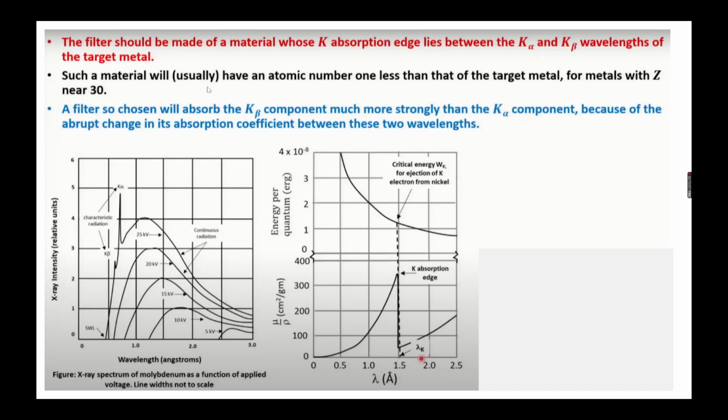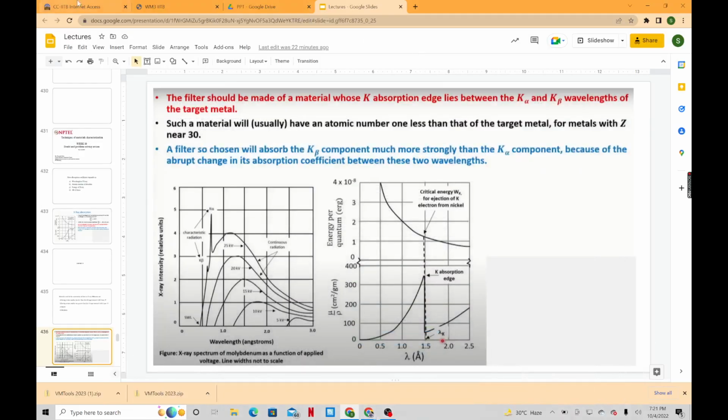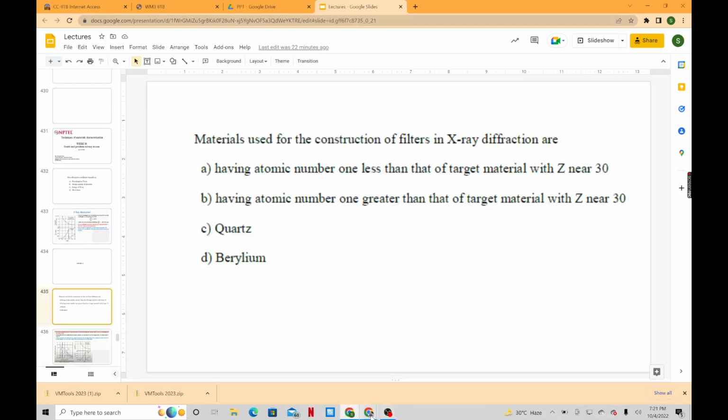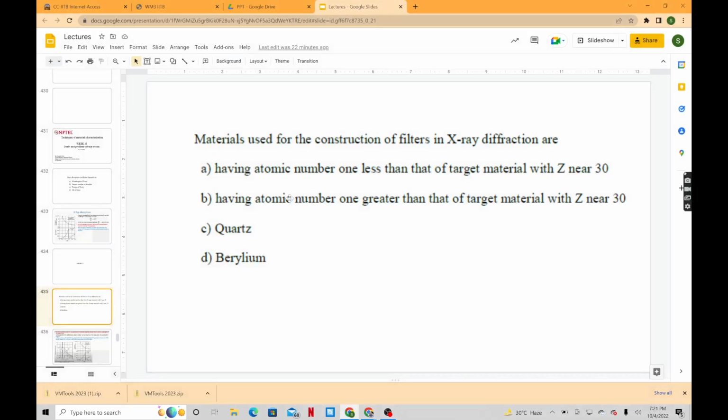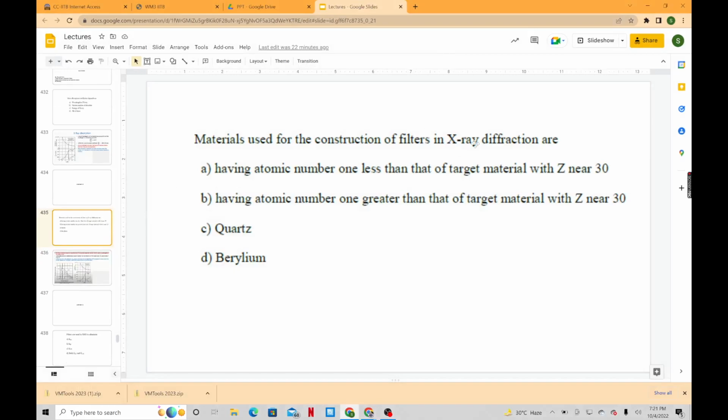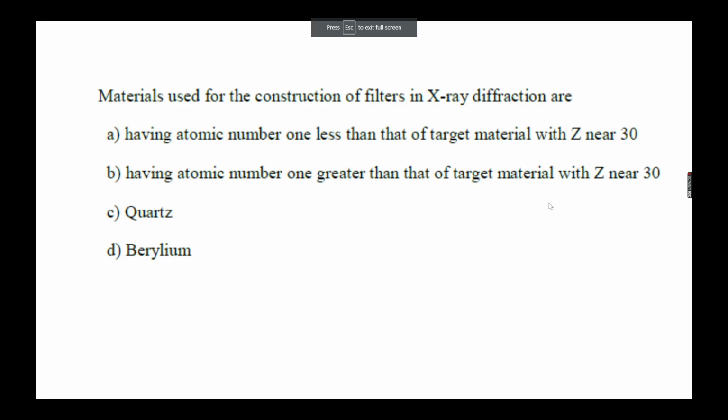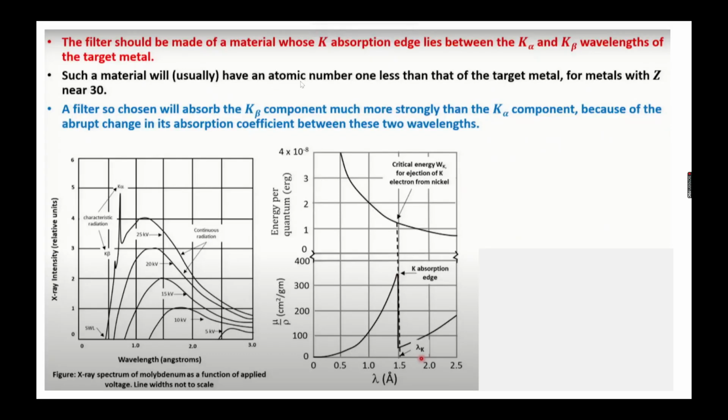So we use a material which has an atomic number one less than that of the target metal. So if you are using a material with Z near 30, then we have to use a material which has an atomic number one less than that of the target metal.